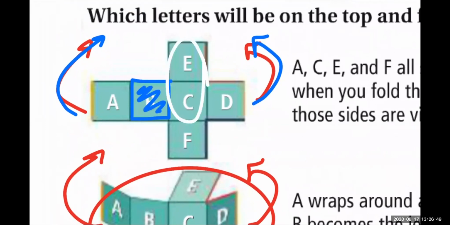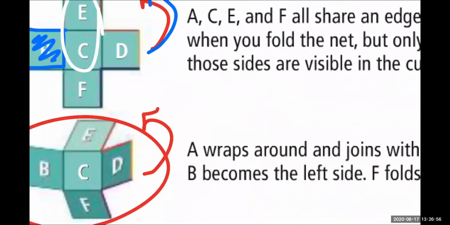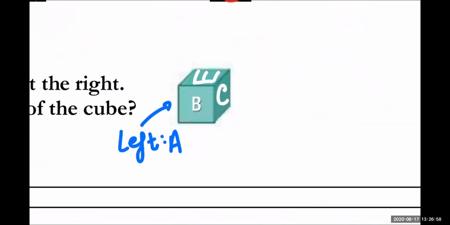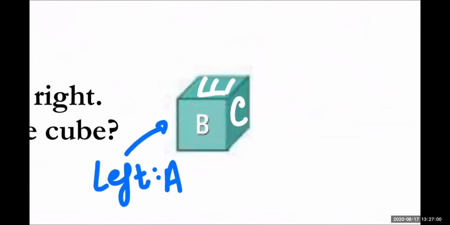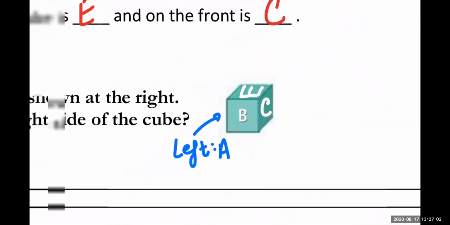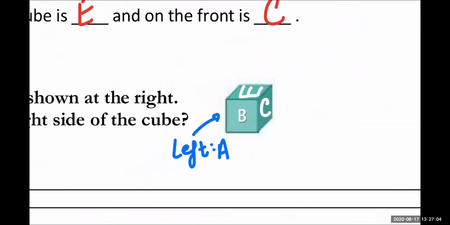An easy way to see it is because E and C are kind of facing the same direction. So the bottom of E has to match the top of C, and that way you can get it oriented correctly. Okay.